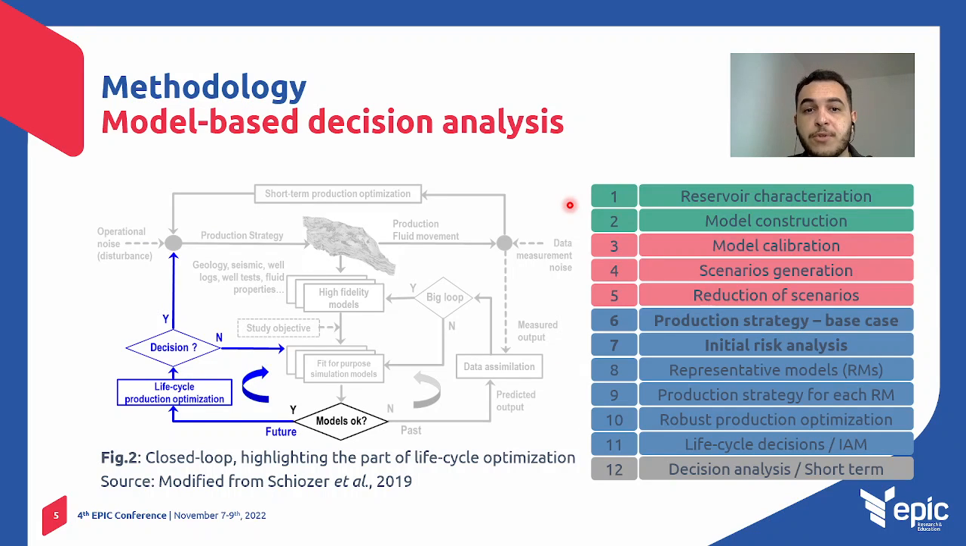We use model-based decision analysis, especially the blue part of the 12-step methodology that represents steps 6 to 11, and in this case I will present only steps 6 and 7. Step 6 is the production strategy optimization for the base case. This is the representative model 1, and step 7 represents the initial risk analysis.